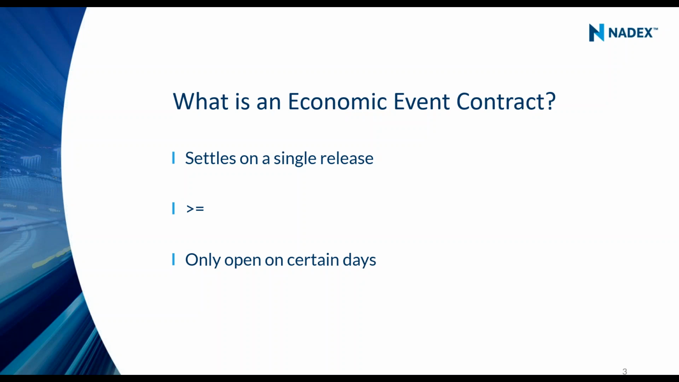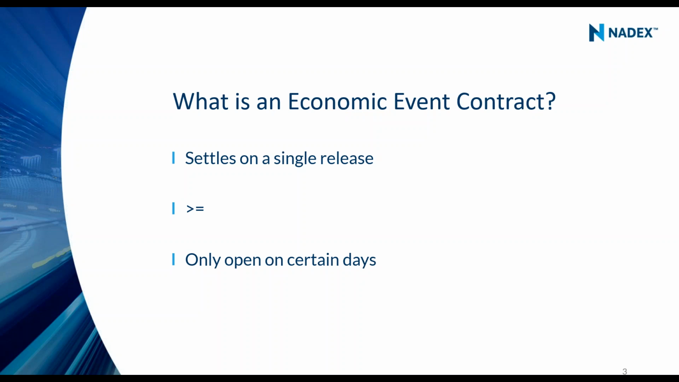The other thing to note about these contracts is you can see this greater than or equal to sign. That is a little bit different from the rest of our contracts. So economic events are always greater than or equal to. When this comes into play is if the release number is exactly in line with the strike, right?